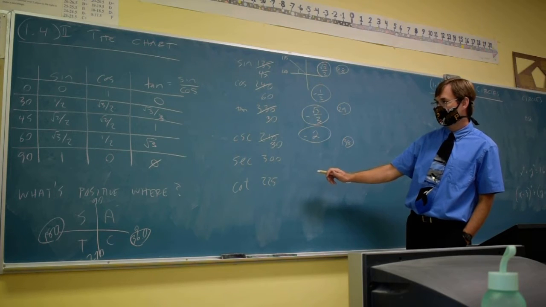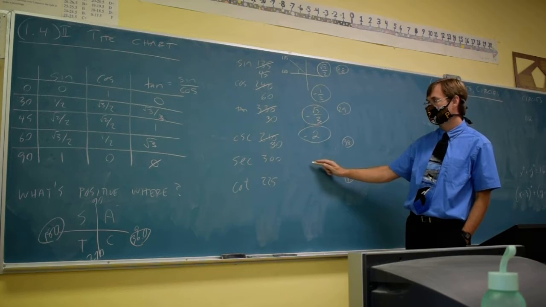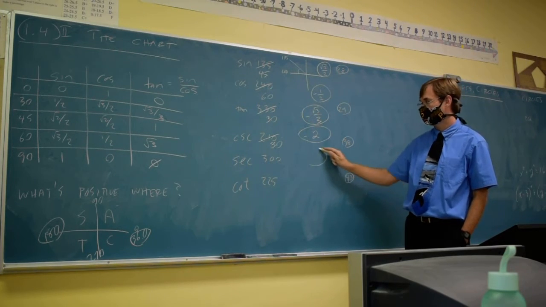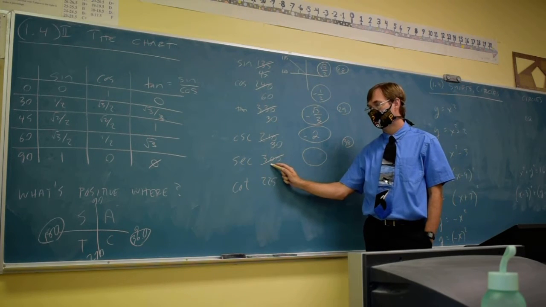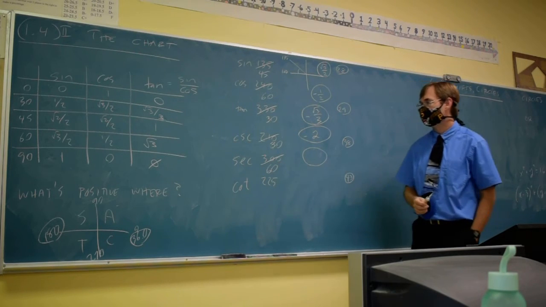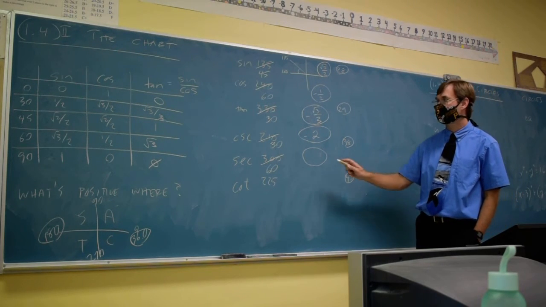300, quadrant C. C is cosine, friends with secant. Yes, so this answer will be positive. 300's reference angle: using 360, subtract to get 60. So we're going to use secant's partner, cosine. Cosine 60, but flip. 2.